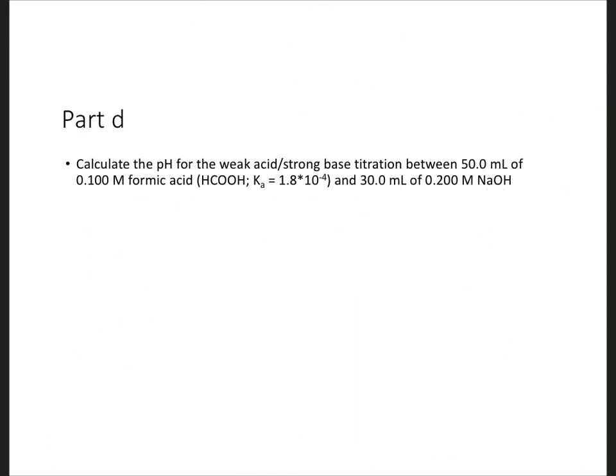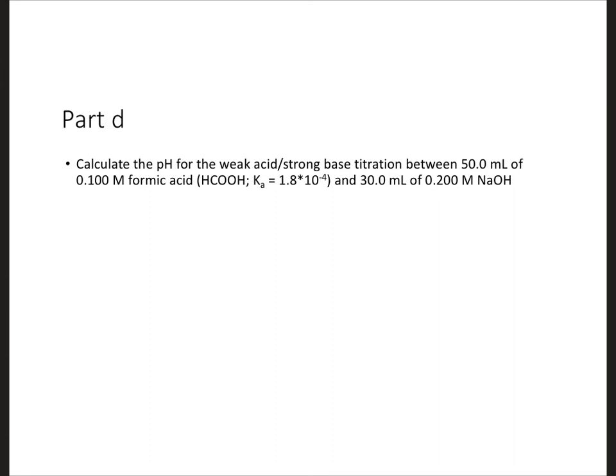So now in the final part D, we are looking at something that has more mils of sodium hydroxide than the equivalence point, and we know that because of the last problem, and then also because we could have actually looked at the 50 mils of 0.1 and said that would require 25 mils of the 0.2 sodium hydroxide to reach equivalence point. So we already know we're above that equivalence point.